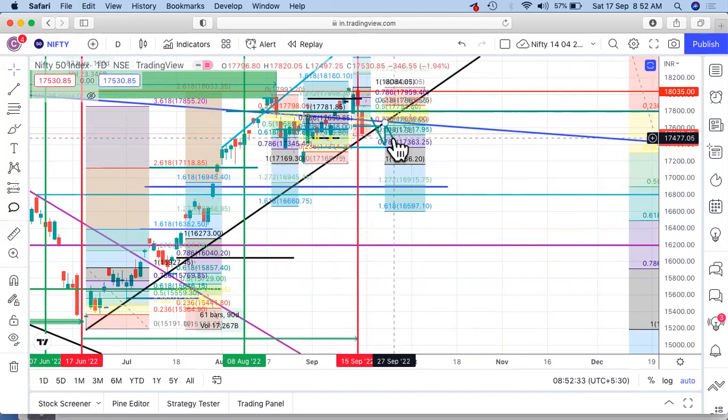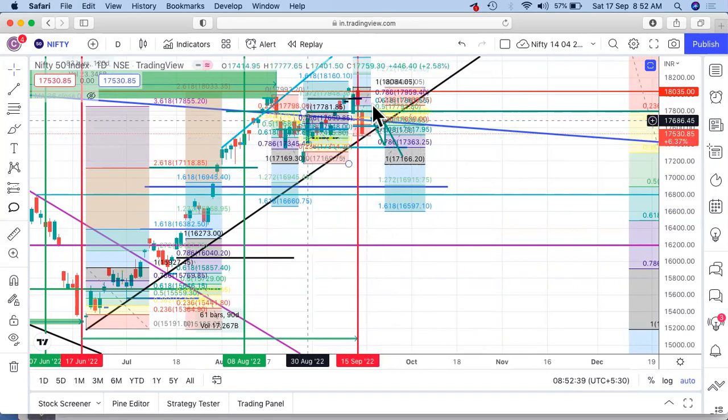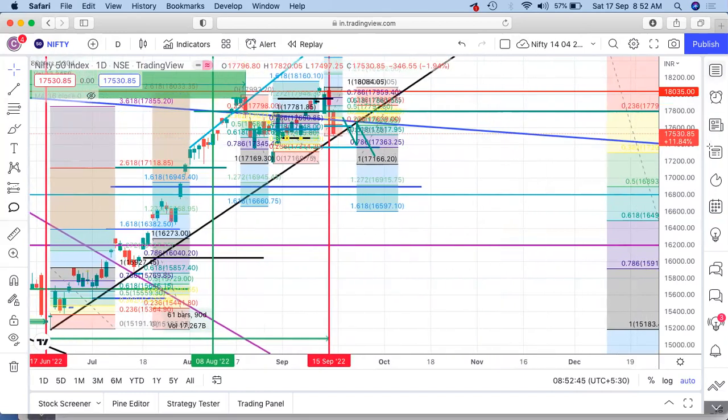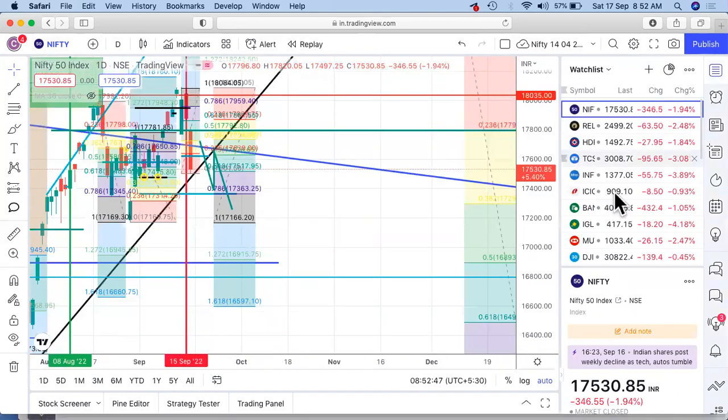Right? So let's see how the market behaves, and on the basis of that, we will take our further positions. So now the bearish positions have already been taken. So this is the first part. Let's try to see Dow, and then we'll try to come down to other stocks also.